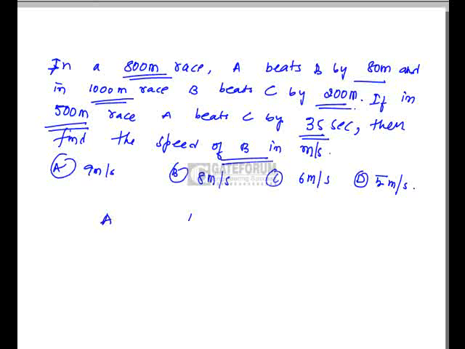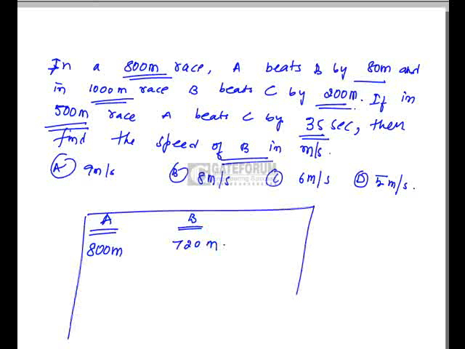A and B are 2 persons who are participating in an 800 meter race. A is beating B by 80 meters. That means the difference between A and B will always be 80 meters. That means if A is traveling 800 meters, B will travel 80 meters less, that is 720 meters.